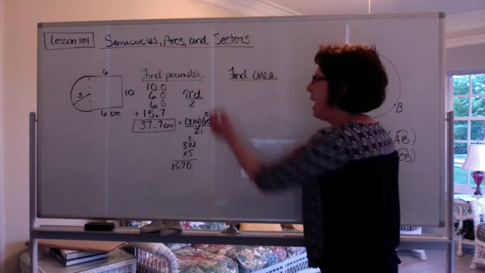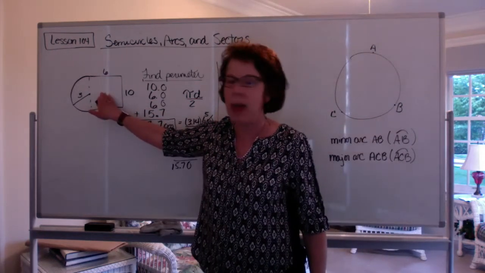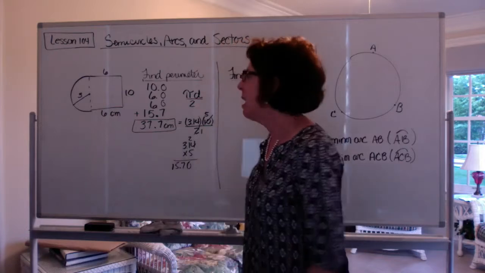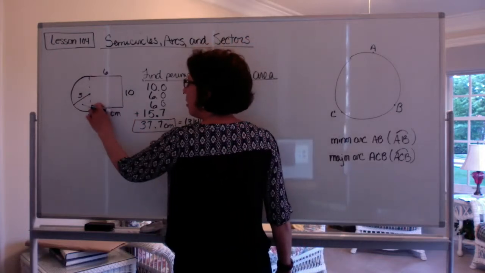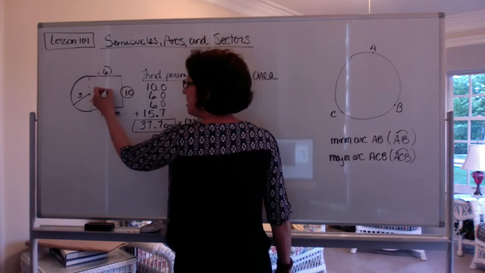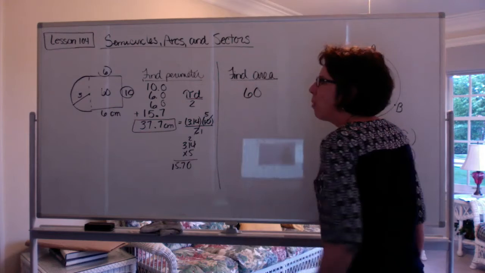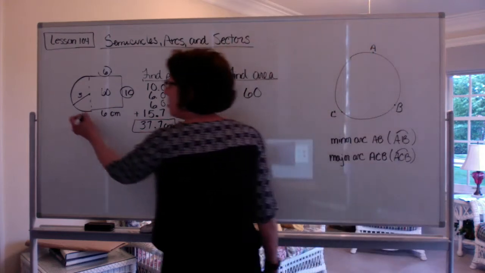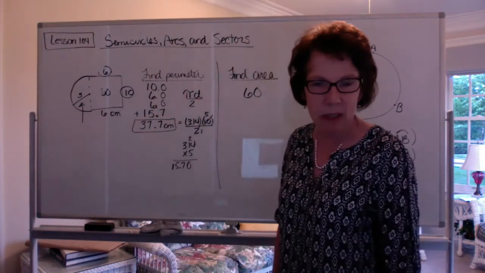Now, let's find the area of this shape. It's 2 parts. The first part over here is a rectangle, and the rectangle's area is simply going to be 6 times 10, which is 60. So I'm going to put that part right here. And what we're going to have to do is add to it the area of this semicircle.